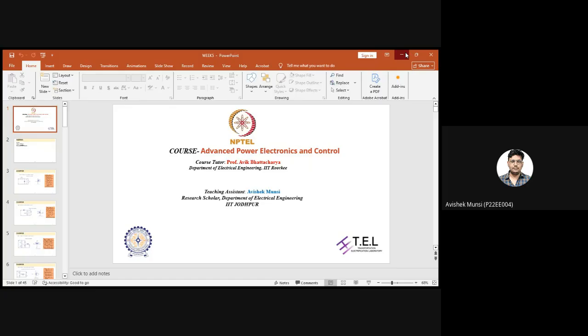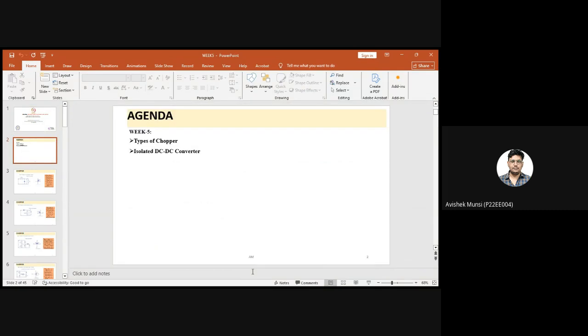Good evening, everyone. My name is Abhishek Munshi. I'm a PMRF research scholar at IIT Jodhpur, and I'm your teaching assistant for the course Advanced Power Electronics and Control. This is week 5. In this week, we will discuss the types of chopper and the isolated DC-DC converters. Let us wait for 2 minutes, and then we will start with the choppers, after which we'll discuss the isolated DC-DC converters.